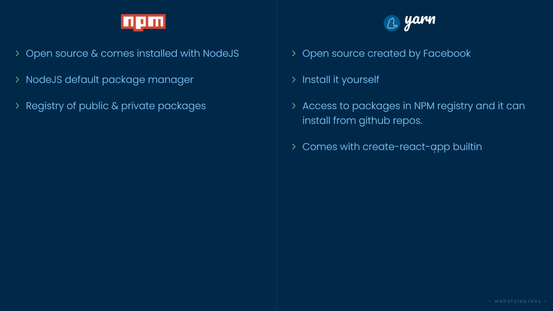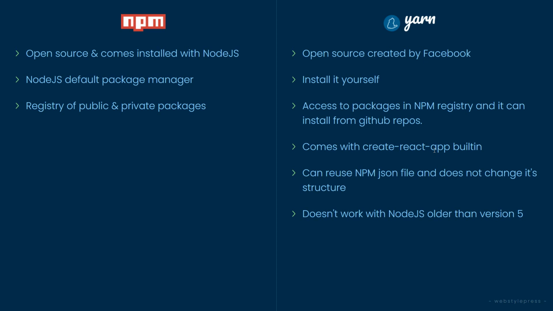If you use Create React App to create a ReactJS app, Yarn comes built in with it. With Create React App, you can either use NPM or Yarn. Yarn can reuse the NPM package.json file and it does not change its structure. Yarn does not work with Node.js older than version 5.